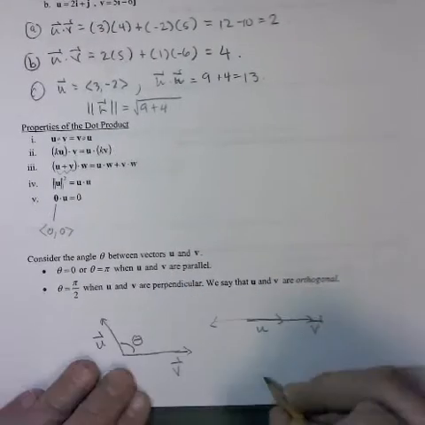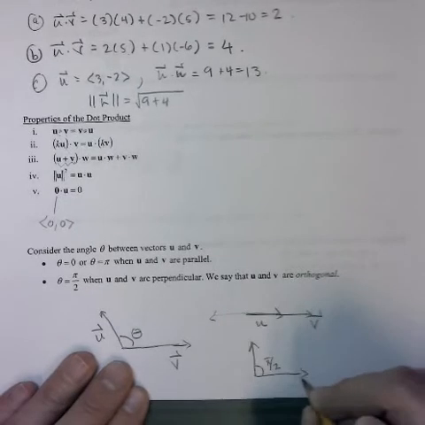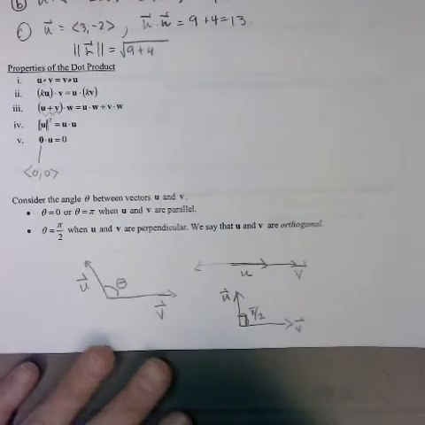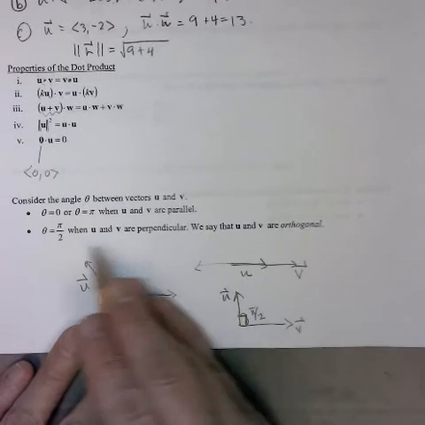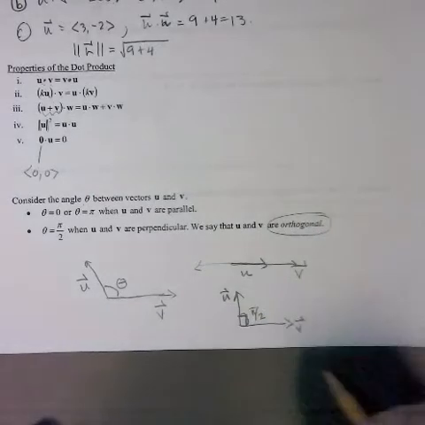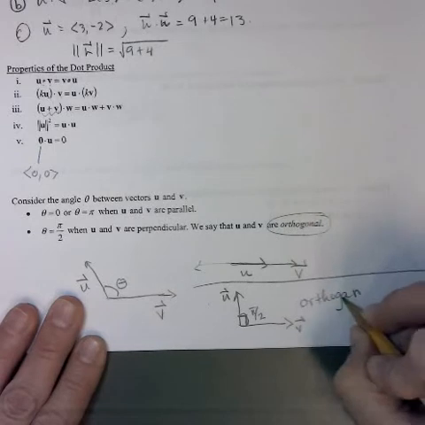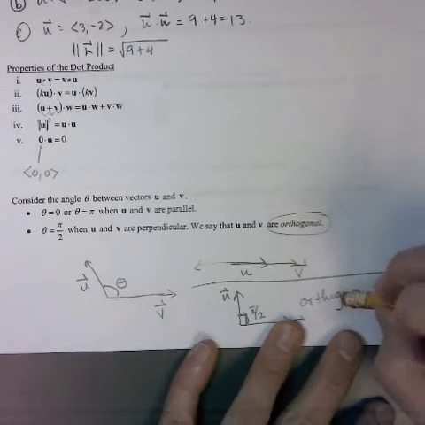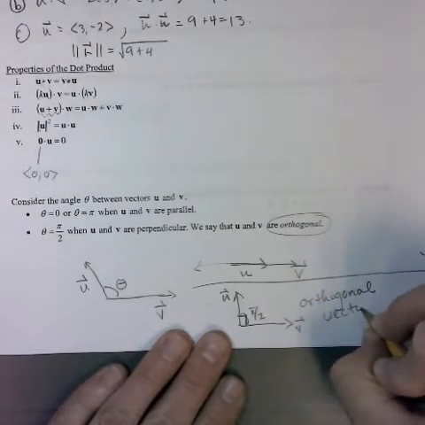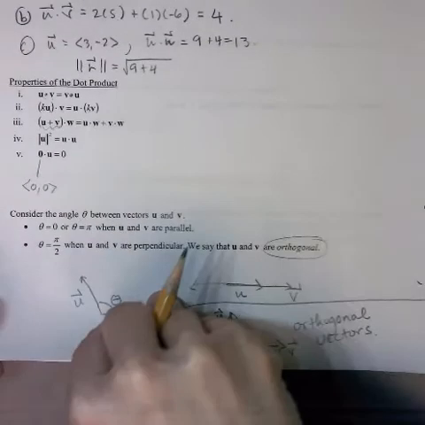And if theta is pi over 2 or 90 degrees, that's a right angle, of course. If these vectors are perpendicular to each other, we use the term orthogonal. These are orthogonal vectors here. So if they lie at a right angle to each other, then they're orthogonal.